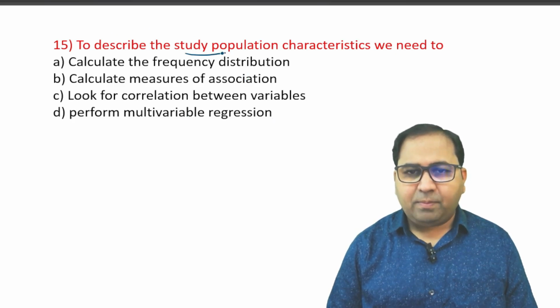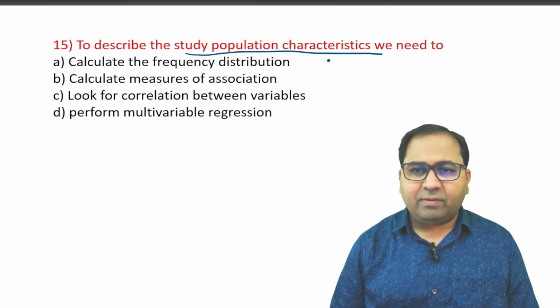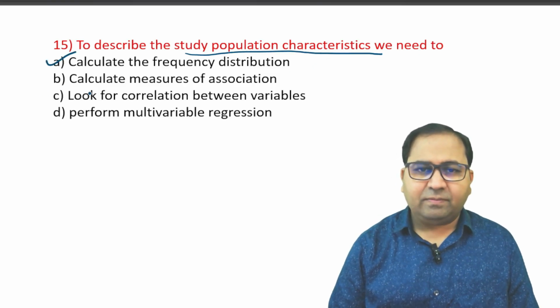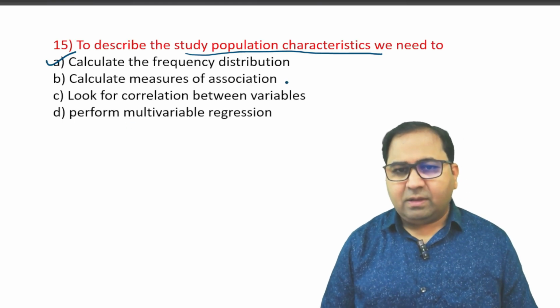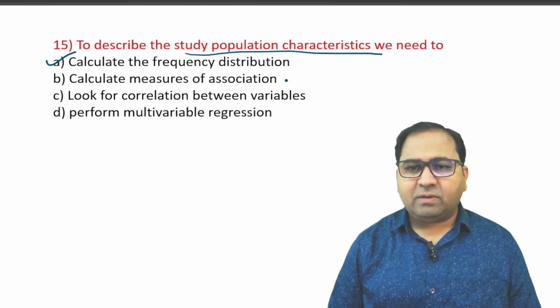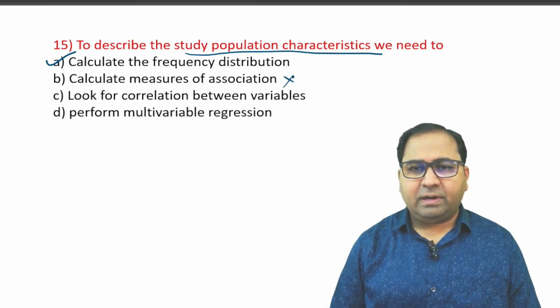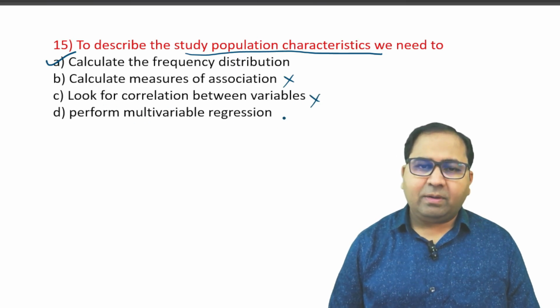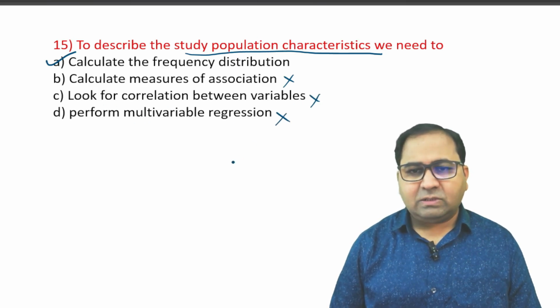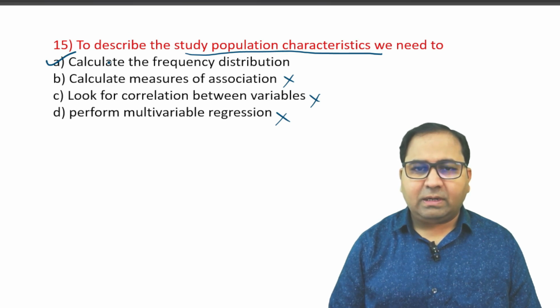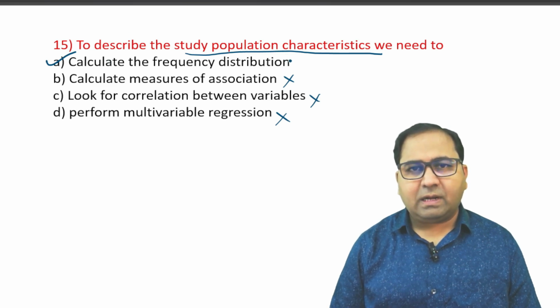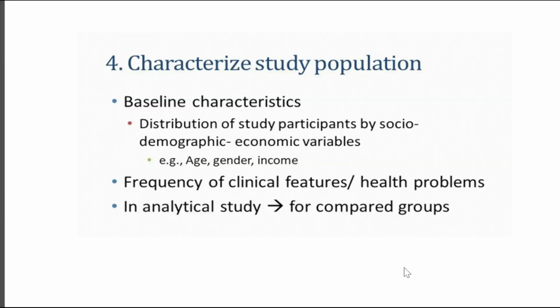To describe the study population characteristics, we need to calculate the frequency distribution. Yes, this is the answer. Calculating measures of association is not related here. Looking for correlation, no. Performing multivariable analysis, no. All these are wrong. Only calculating the frequency distribution is the correct answer.